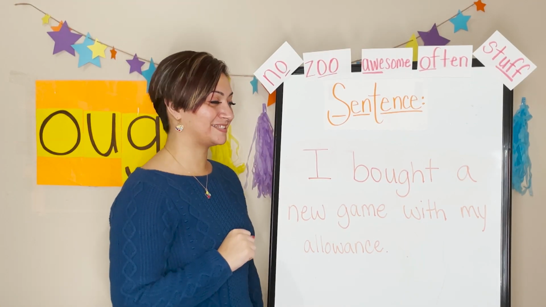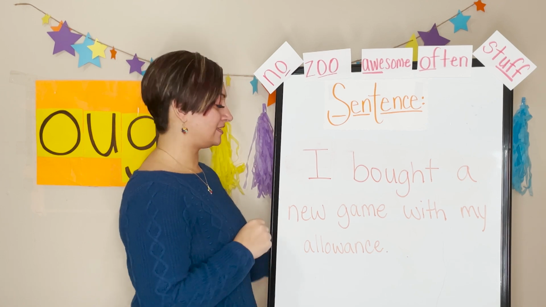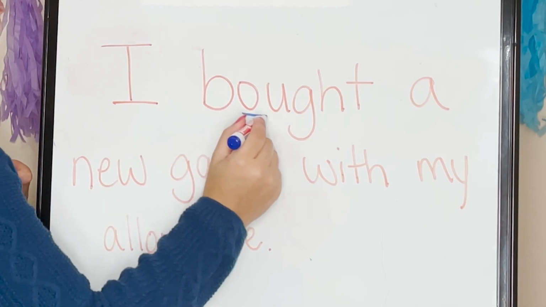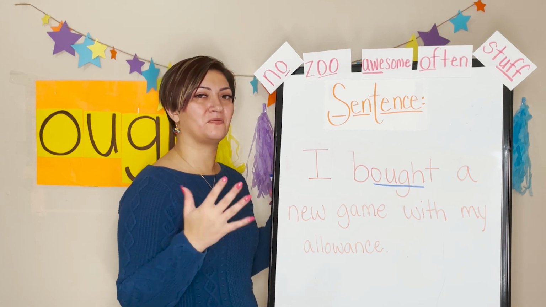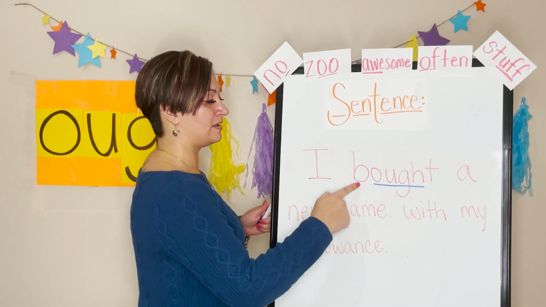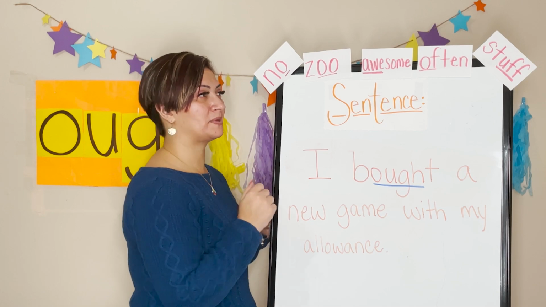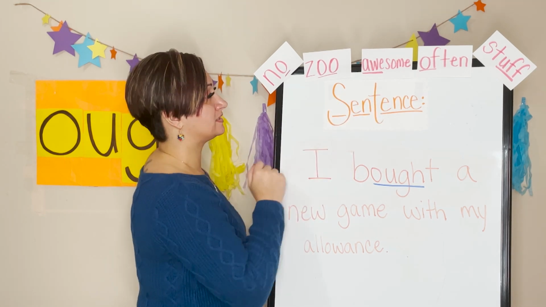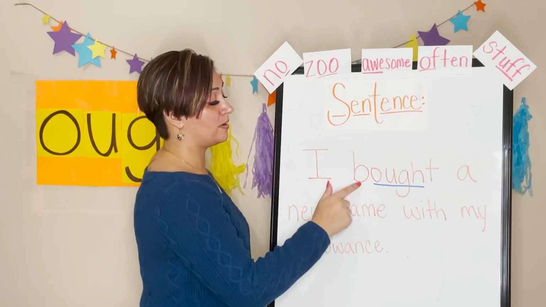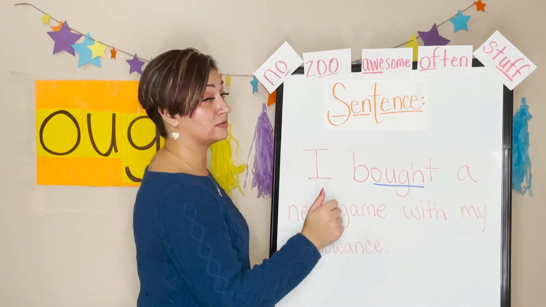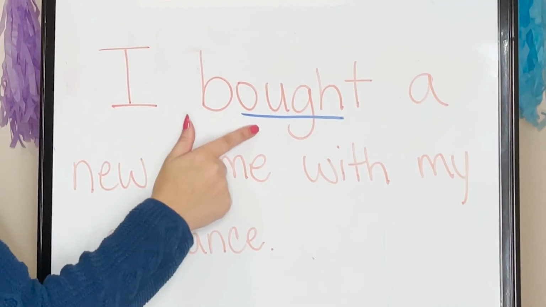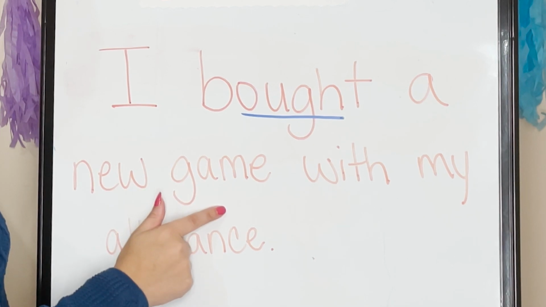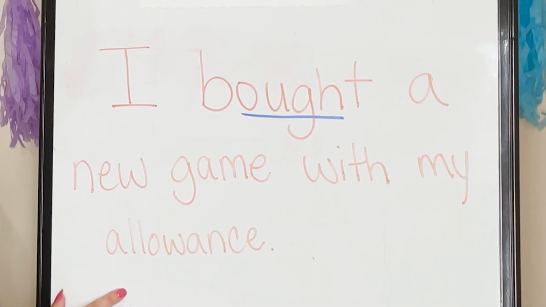All right, here's our next sentence. I see that our ough word is right at the beginning of the sentence. So it's going to be kind of hard to figure out what the word's supposed to be. I'm not sure. So let's try to use some of these sounds. Let's try O. B. Oat. Boat is a real word. Let's see if that makes sense. I boat a new game with my allowance.